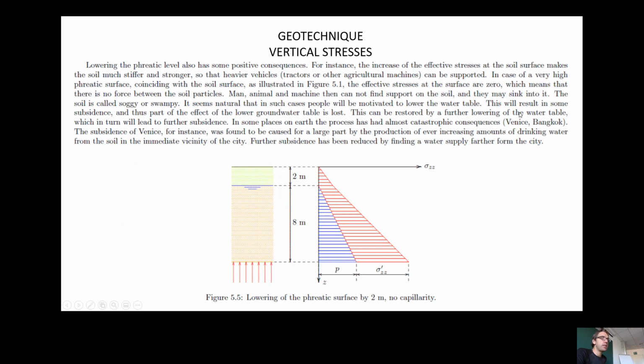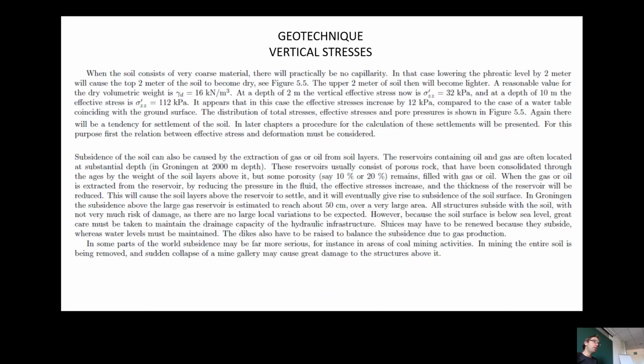So what happens if we lower the water level? What I said. This will result in some subsidence, and thus part of the effect of the lower groundwater table is lost. This can be restored by a further lowering of the water table, which in turn will lead to a further subsidence. In some places on the earth, the process had almost catastrophic consequences, for example, in Venice and in Bangkok. The subsidence of Venice, for instance, was found to be caused in large part by the production of ever-increasing amounts of drinking water from the soil in the immediate vicinity of the city. So, lowering down the water creates problems for the surrounding buildings. So this is what we need to know.